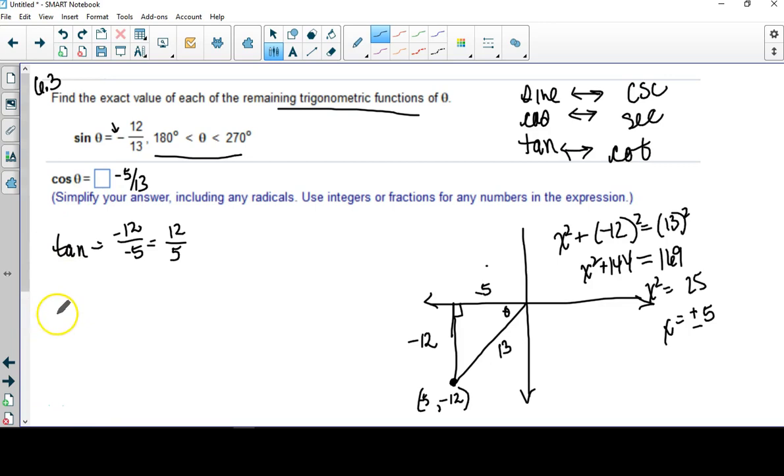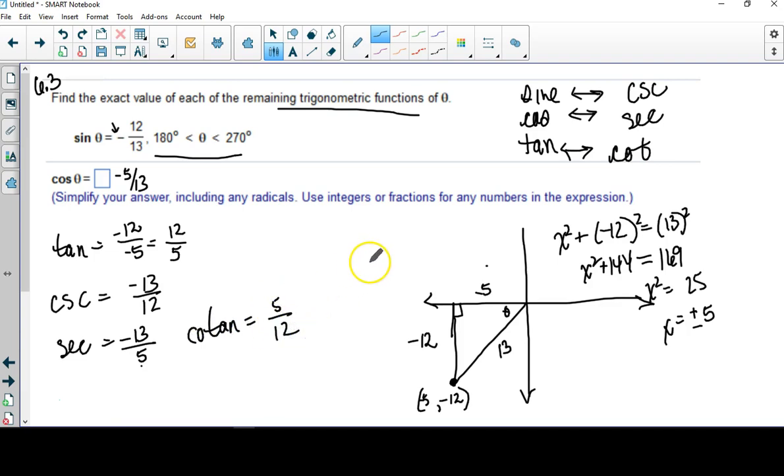Now it's really easy. Cosecant. Just flip it. Secant. Flip it. And I don't care if you leave the negative out here or out front or in the denominator. That does not bother me at all. Tangent. Oh, no, cotangent. 5 over 12. That's it.